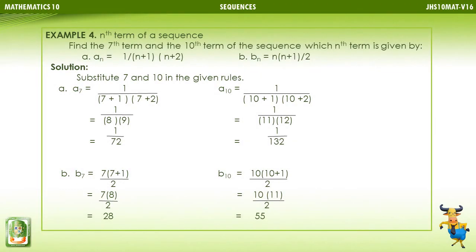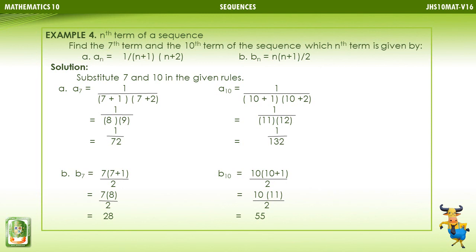Example 4. The 10th term of a sequence. Find the 7th term and the 10th term of the sequence whose nth term is given by a sub n equals 1 over n plus 1 times n plus 2, and b sub n equals n times n plus 1 over 2. Solution. Substitute 7 and 10 in the given rules.